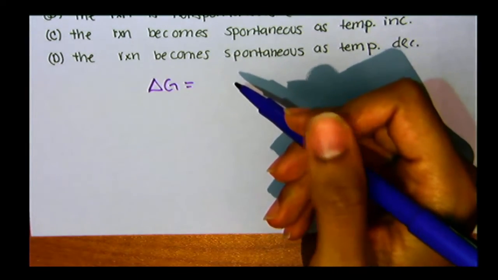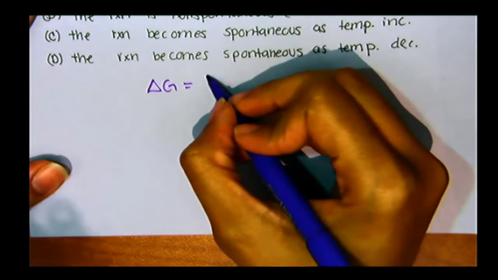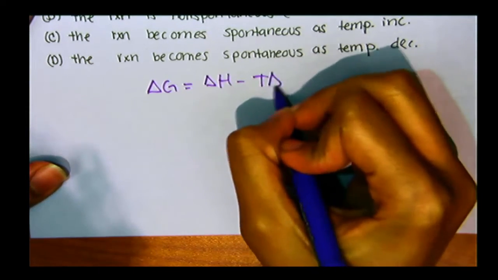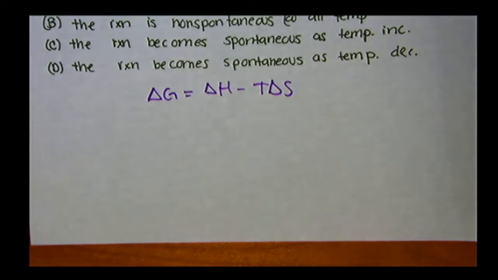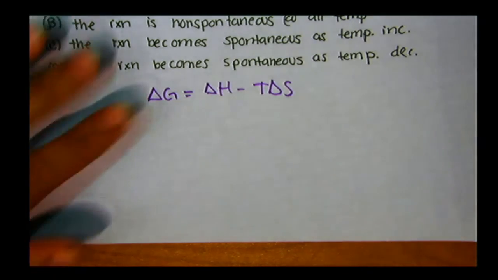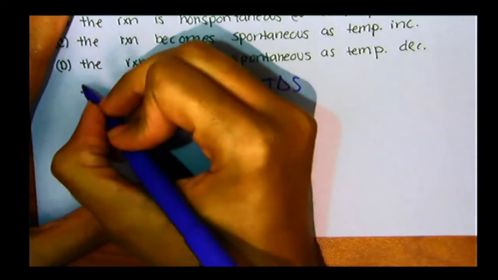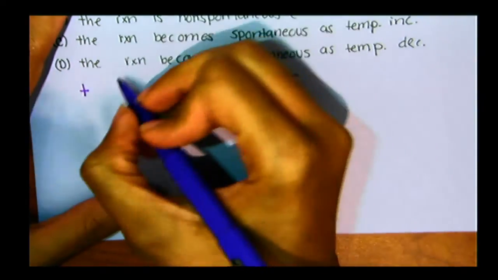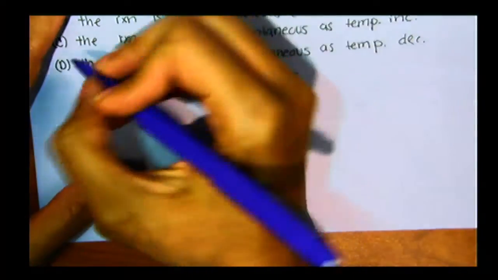So let's make delta H positive and delta S positive. Well, in order to get delta G to be negative, you need that delta S to be large enough so that when you subtract it, you get a negative number. So you're going to want temperature to be high. So this guy's spontaneous at high temperatures.